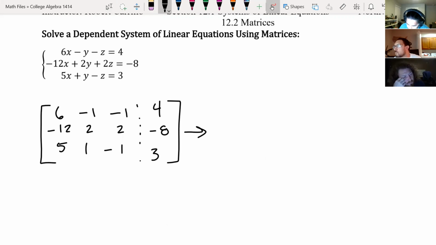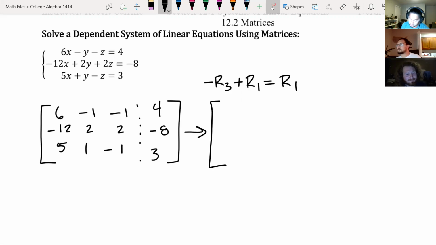let's see, negative row 3 plus row 1 will be my new row 1. And then if I say that, that means -5 plus 6 is 1. -1 plus -1 gives me -2. 1 plus -1 gives me 0. And -3 plus 4 gives me 1. All right. And then in the same move, I'm going to say, let's get a 0 in that middle column. Oh, I should have waited. No, I can divide by 2. Never mind. Yeah, actually, let's do that.